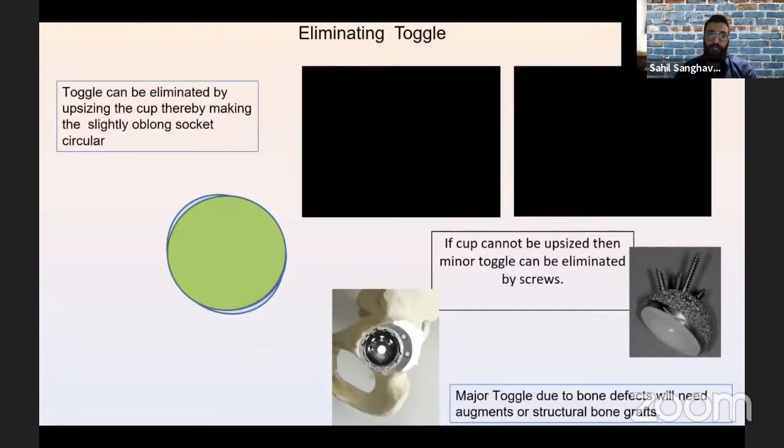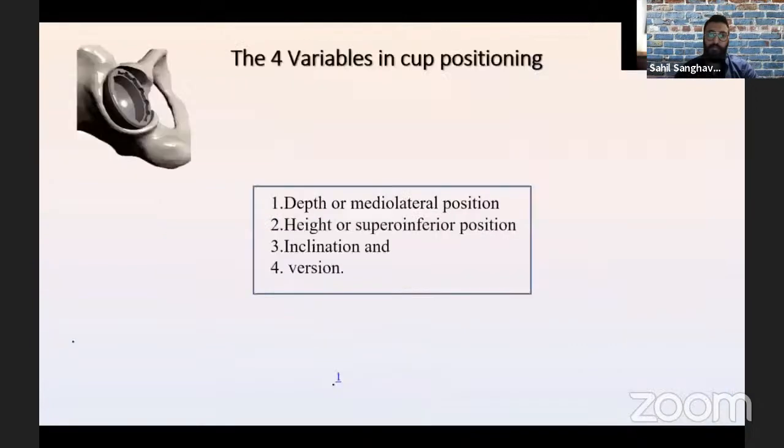Usually, you have to put a structural bone graft or a metal augment to manage that scenario. And there are only 4 variables in cup positioning. 1 is the depth of the medial lateral position. 2 is the height of the superoinferior position. The inclination and the version. I'm sure everyone is familiar with that.